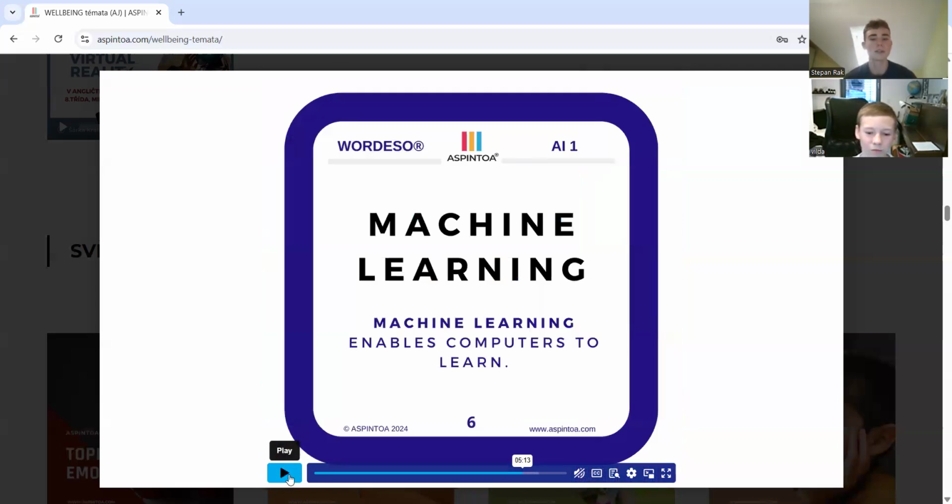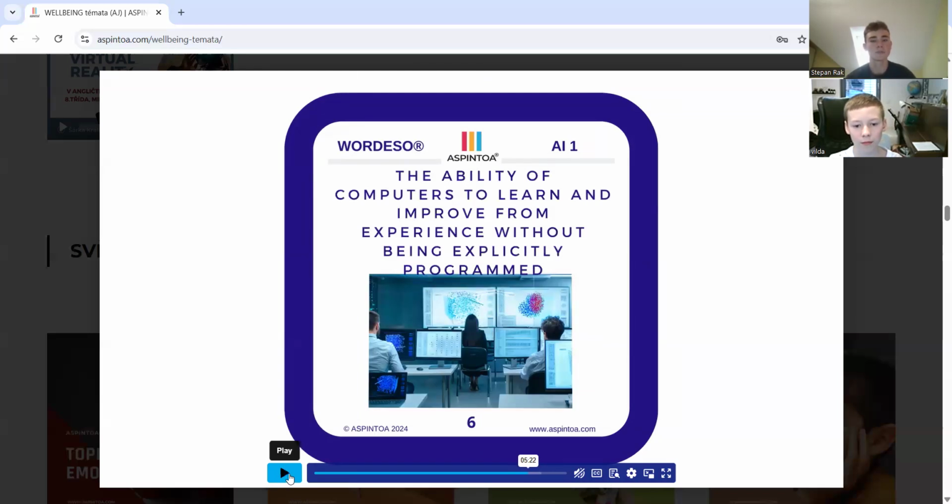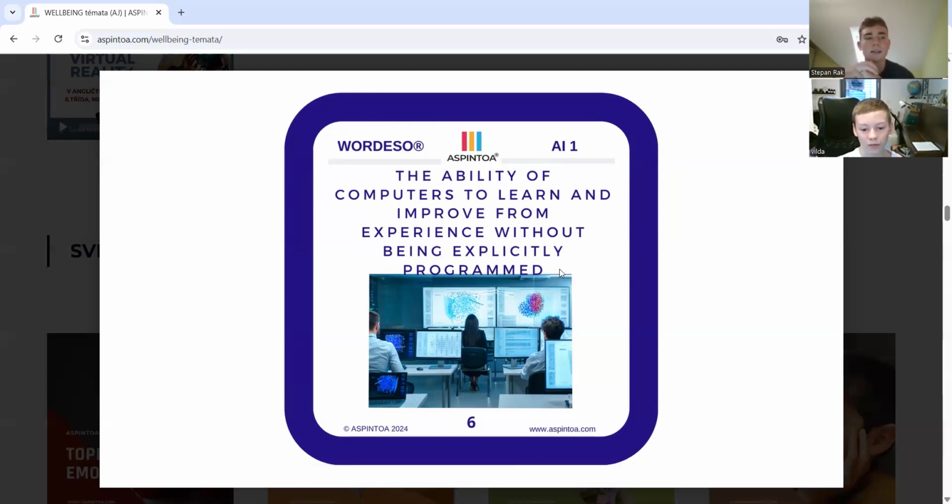And our last word is going to be machine learning. Could you read the sentence? Machine learning enables computers to learn. And could you also read the explanation? The ability of computers to learn and improve from experience without being explicitly programmed. So explicitly means that it is concretely given, like you wanted that one thing to explicitly happen.